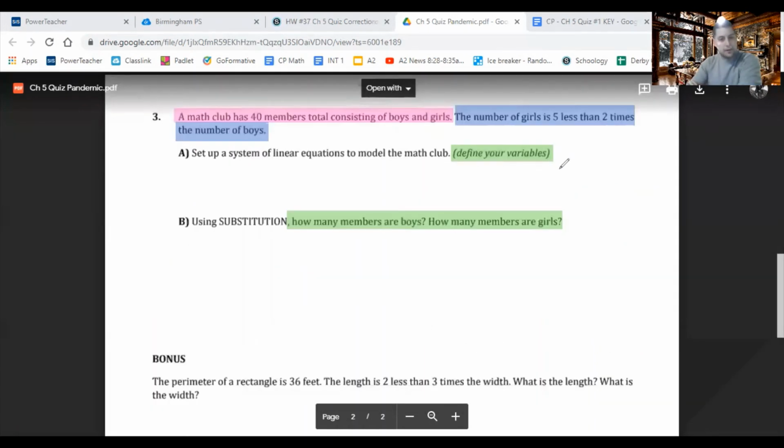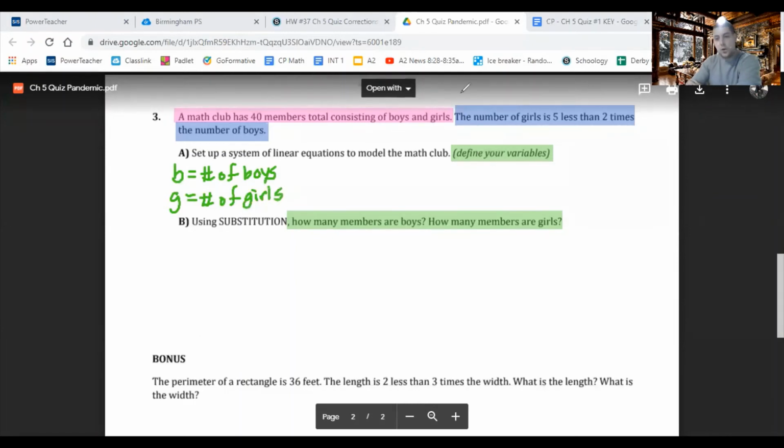Okay, in number 3, you have a math club that has 40 members total consisting of boys and girls. The number of girls is 5 less than 2 times the number of boys. We have to set up a system, solve by substitution, and I've already done some highlighting strategies here. First, let's define our variables. Let's use b and g in this case since we're talking about the number of boys and girls. So we'll say b is the number of boys, g is the number of girls.